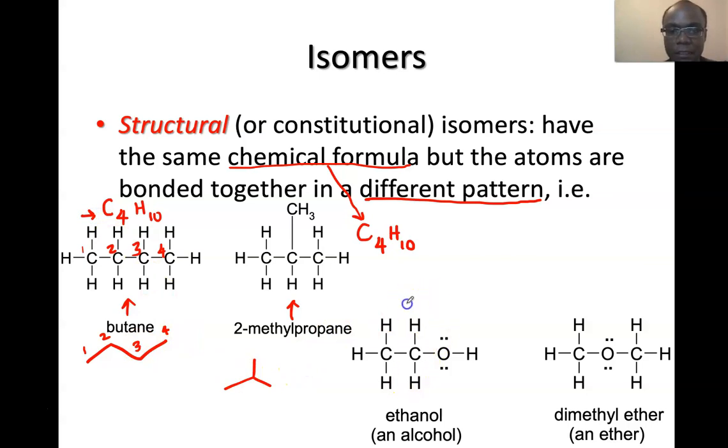This one is ethanol. Again, the line angle formula will be like this. We show the hydrogens that are not attached to carbon. And then here, this is dimethyl ether. It's going to take the bent shape of water. So again, the general formula for these two is C2H6. Both of them will have 2 carbons and 6 hydrogens. But now their structures are different. In fact, this is an alcohol and that's an ether. We talked about functional groups. You understand that.